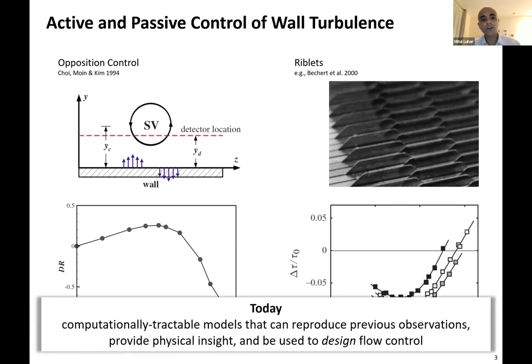Now, what I'll be presenting today are computationally tractable models that can reproduce some of these previous observations, provide physical insight, and perhaps more importantly, be used to design flow control. And by computationally tractable models, I mean models that can be run very quickly on routine systems, so a laptop or a workstation.